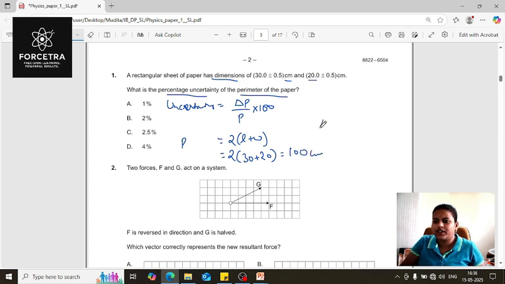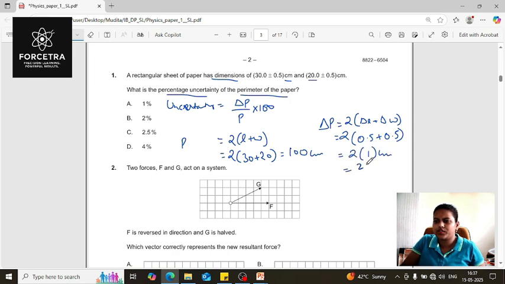And the error in the parameter is equal to twice of change in the length plus change in the width. So it is twice of error in the length, which is 0.5, plus the error in the width, which is 0.5. So it would be 2 into 1 centimeter, which is 2 centimeter. Just put this value in the formula, so it would be 2 upon 100 into 100. So we get the answer around 2%. B is the correct option.